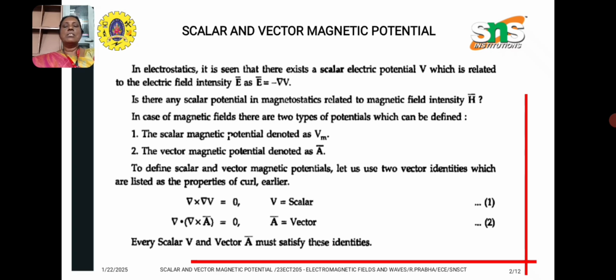The scalar and vector magnetic potentials are defined with two vector identities, and they are obtained from the properties of curl as del cross del V is equal to 0. Here V is the scalar potential, and del dot del cross A is equal to 0. Here A is the vector. So every scalar V and every vector A must satisfy these two relations.